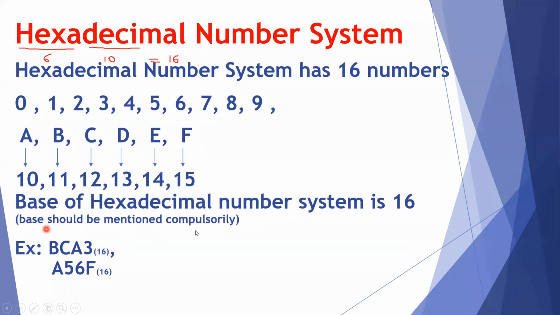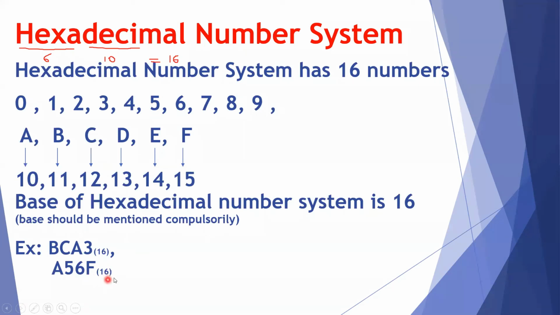And here also the base needs to be mentioned. Okay. Like here, for example, BCA3 base 16. Okay, B is present in the number system. C also is present in the number system. A as well as 3. They are present in the number system. So this is a correct example. Here is one more example: A56F. It is again going to exist in the number system.